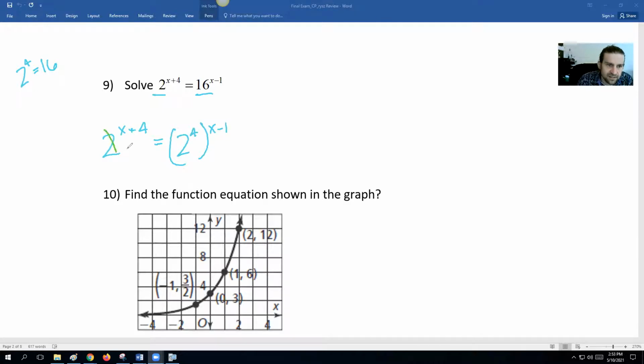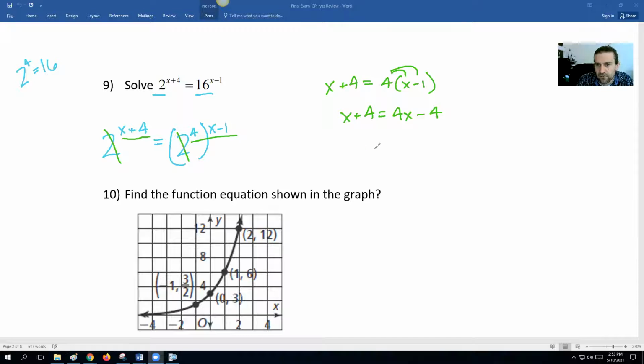Now that we have common bases, they cancel out, and we just get left with the equation of x plus 4 equals 4 times x minus 1. All right, so we can distribute: x plus 4 equals 4x minus 4.